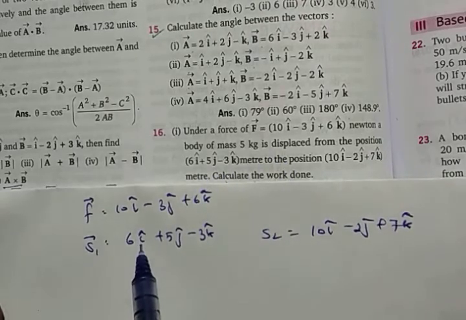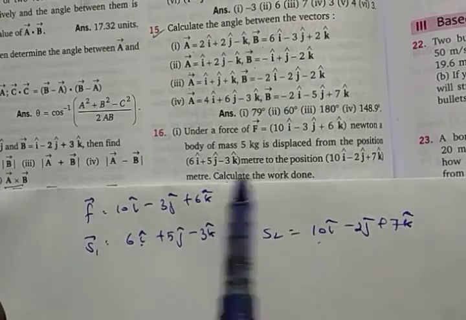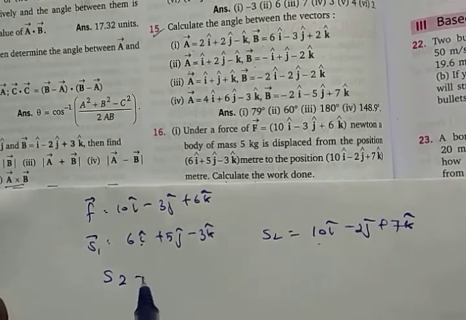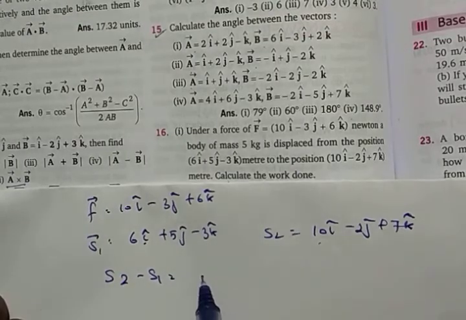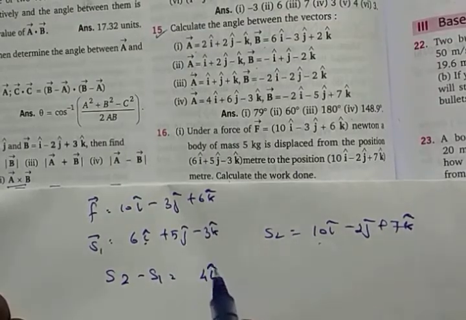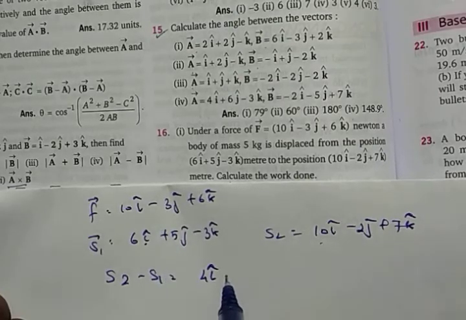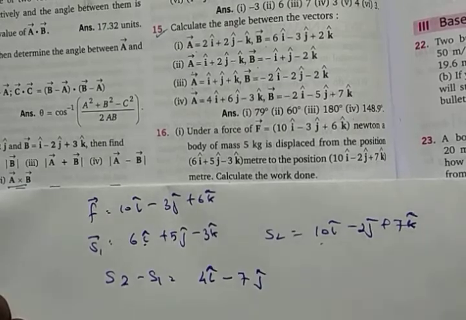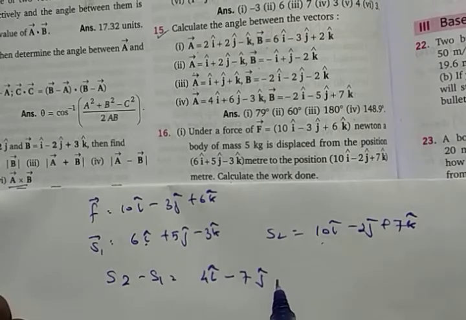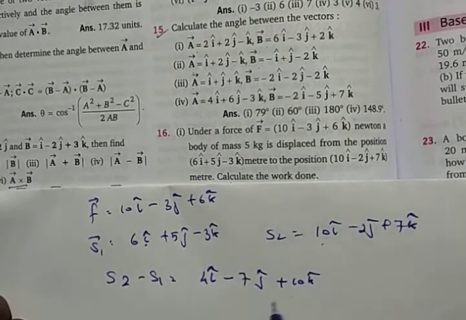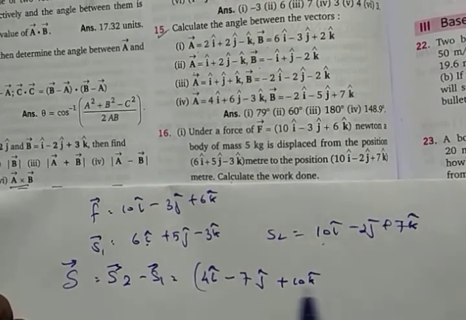Distance S1 is given here, S2 is given there. What we need to find is the displacement, S2 minus S1. So 10 minus 6 is 4 i cap, minus 2 and then minus 5 gives minus 7 j cap, plus 7 minus of minus 3 is plus 3, so plus 10 k cap. This is the distance vector.